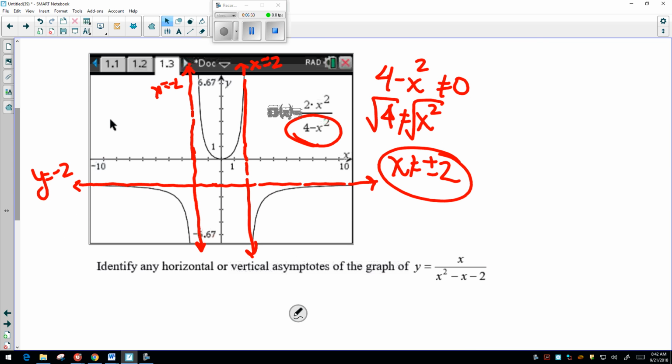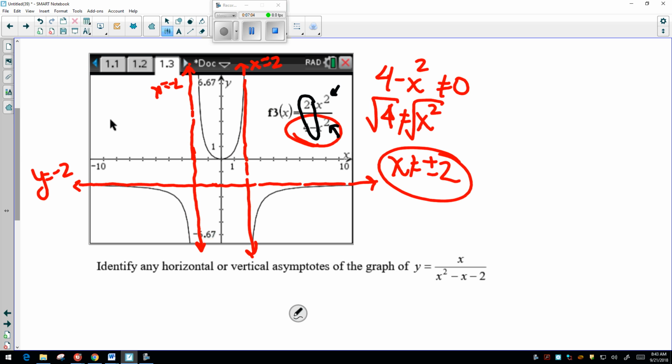Horizontal asymptotes are going to have a few rules that go with them. If you take a look at this function, take a look at the exponents, your largest exponent. My largest exponent in my numerator is a 2. The largest exponent in the denominator is a 2. So if your exponents are the same, we're going to take the ratio of the coefficients.